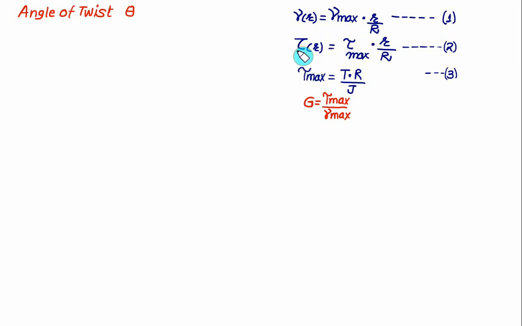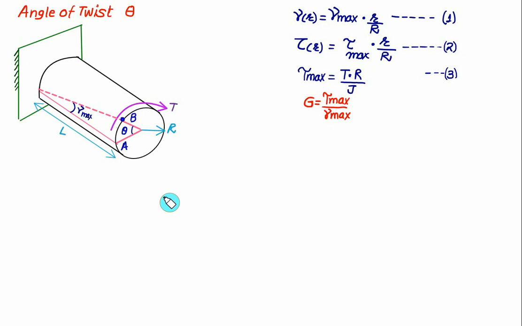Similarly, the shear stress at any radius r is the maximum shear stress multiplied by r divided by R, and the maximum shear stress is simply given as the product of torque multiplied by R divided by J. And because it is elastic in nature, the modulus of rigidity G can be equal to tau max divided by the maximum shear strain. So we'll consider here a shaft of length L, radius equal to capital R, subjected to torque T.